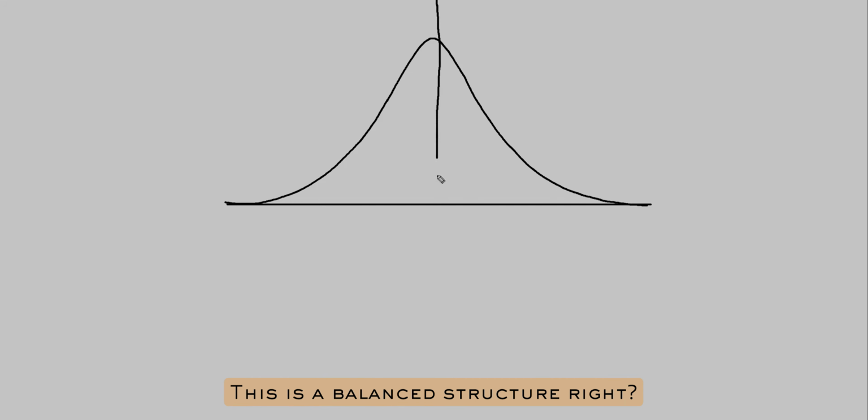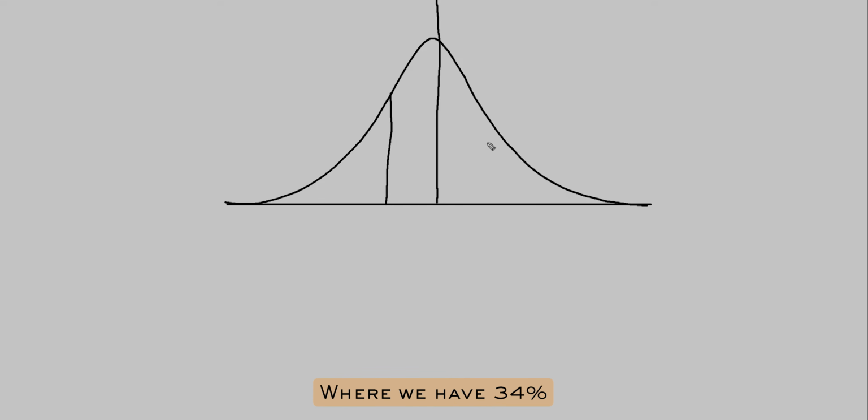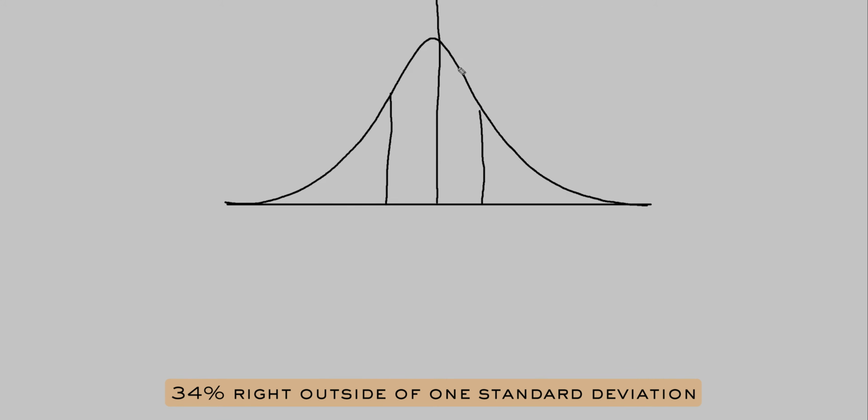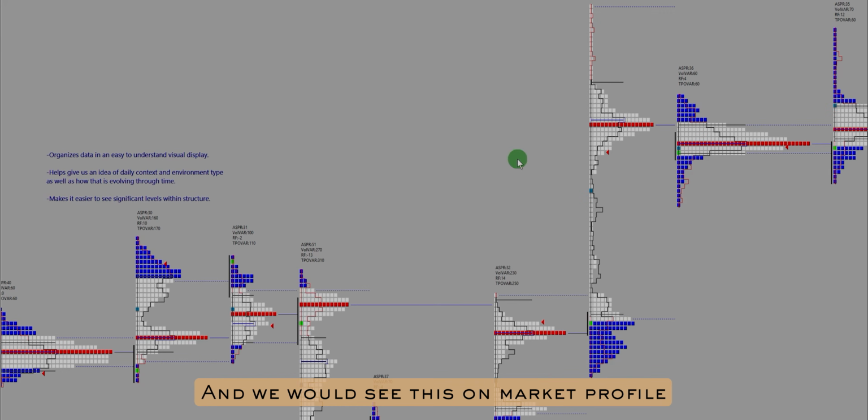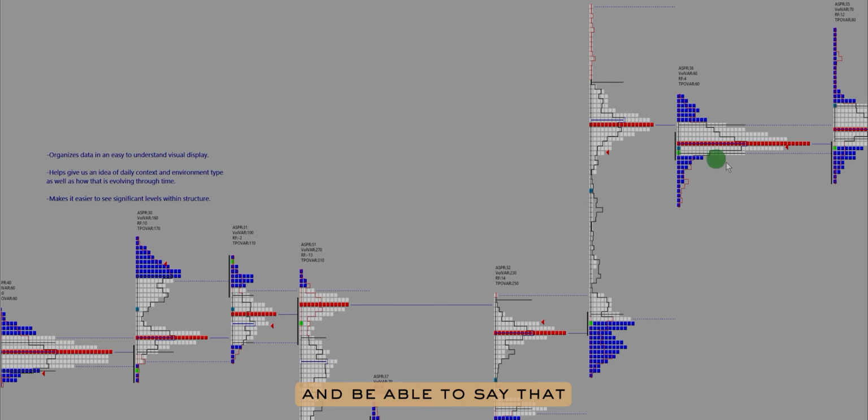This is a balanced structure, right, where we have 34% right outside of one standard deviation, or one standard deviation is 68%. So this is the sort of balanced structure, and we would see this on market profile and be able to say that that was a balanced day, right? Balanced day with more of a response at the low because very quickly the market came out of that area, slightly more presence in the high, but a balanced structure overall compared to a day structure like this.